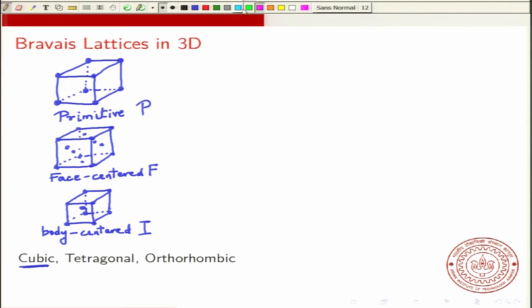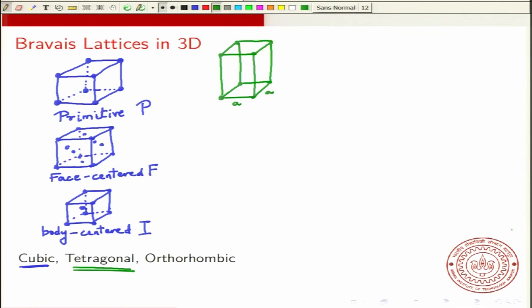Now what about the case of tetragonal? The difference between a cube and a tetragonal cell is that in the tetragonal, one of the dimensions A, B, C is different. If you look at a unit cell for a tetragonal lattice, two of the dimensions are the same, these two are A, and a third dimension is slightly greater. So in this case, you have a cuboid, where two of the faces are squares, and four of the faces are rectangles.